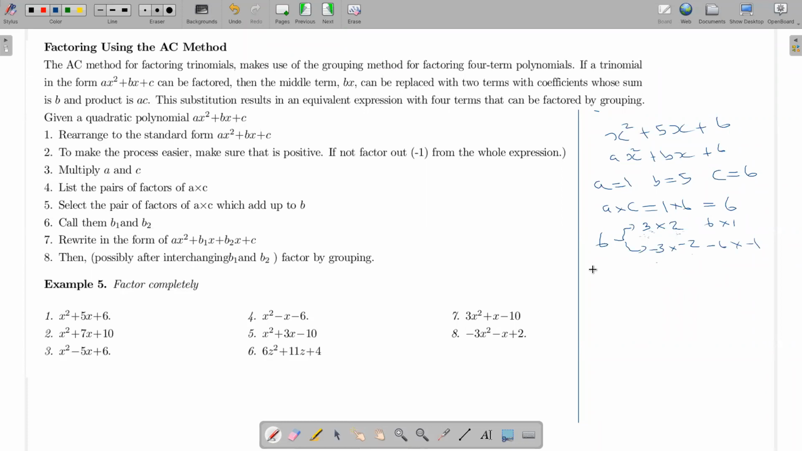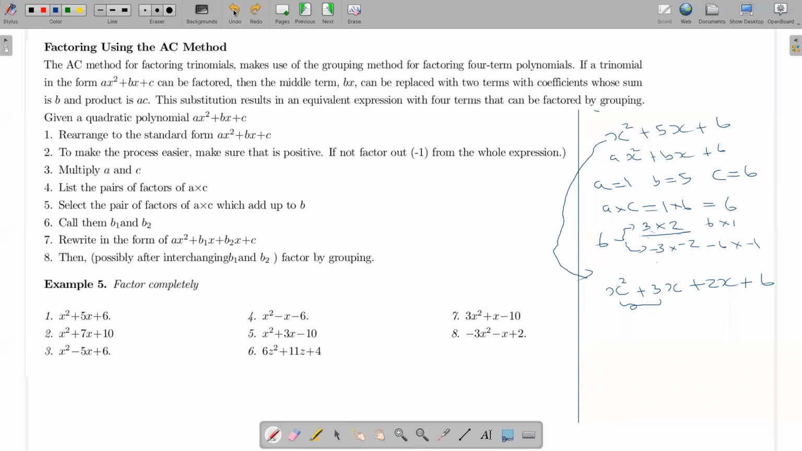So that is 5. So I break the middle term using those. Okay. So here I have x squared plus 3x plus 2x, no? Because that gives me 5. So it's this pair, plus 6. Okay. So here I have a common x squared, sorry, common x, no?